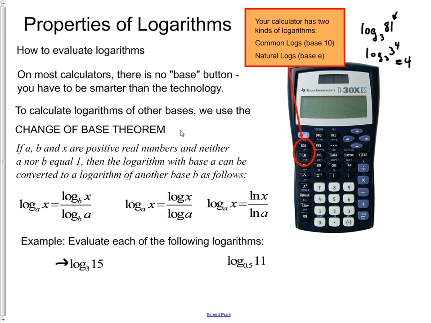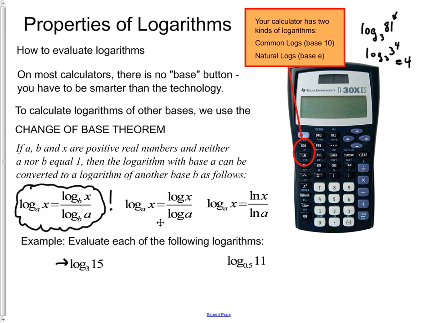And so what we use is called the change of base theorem. The change of base theorem says this. If we have fixed numbers, constants, a and b, and x is our variable, and these are all positive real numbers, and neither a nor b is equal to 1. Remember, that's important. Then the logarithm with base a can be converted to a logarithm of another base b as follows. And here's the main formula that I want you to know. It is that the logarithm base a of x is equal to the logarithm base b of x, as long as we remember to divide by the logarithm base b of a.